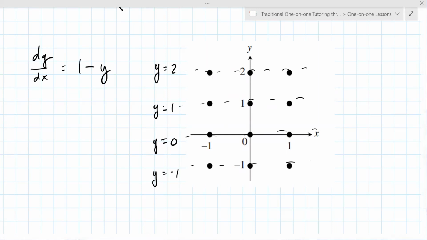So do you feel like you have enough here to give this a try, or would you like me to work through one more? I can give this a try. Okay, very good. I'll stand by.